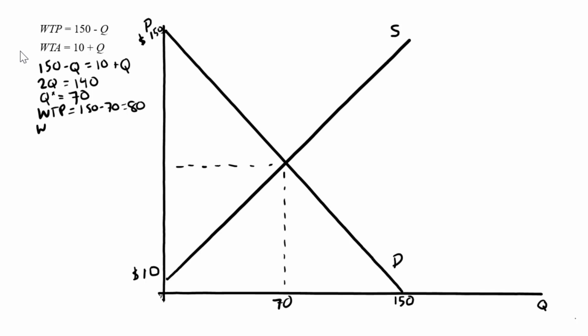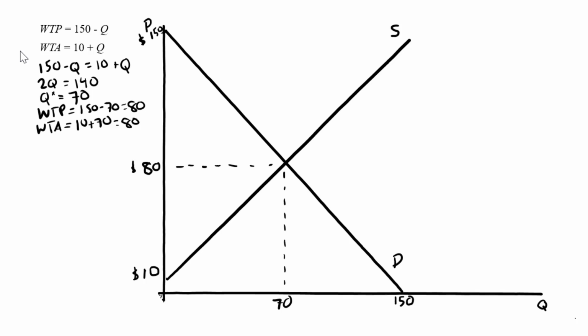And the willingness to accept for the 70th textbook is going to be 10 plus 70, also 80. So for the 70th textbook, someone is willing to pay 80 bucks and someone's willing to accept 80 bucks for it. That's how we know we solved the first part correctly. If we'd gotten different numbers here and here, we would have known we need to work through this problem again. It means we screwed something up in solving for Q star.